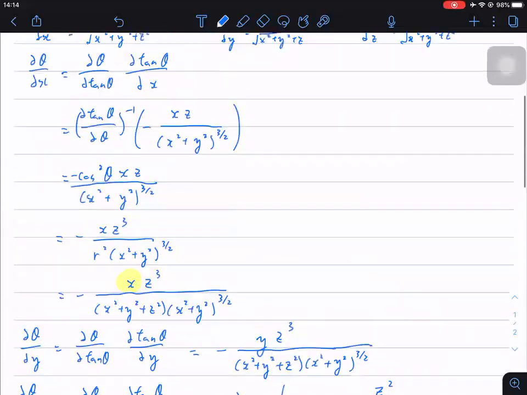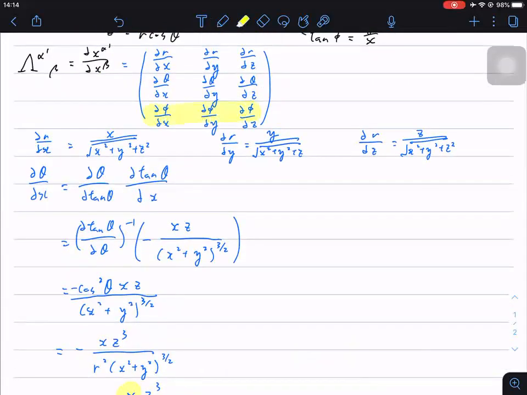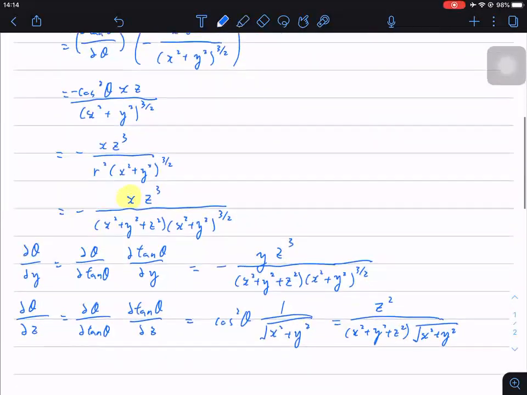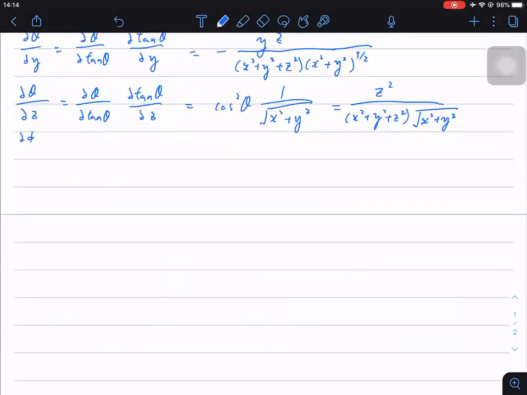Okay, so for the final one, we have to deal with this row. Let's just write it down. Partial phi partial x. Again, we have to use the chain rule because we only know the relation of tangent phi in terms of x and y. So we have this one.